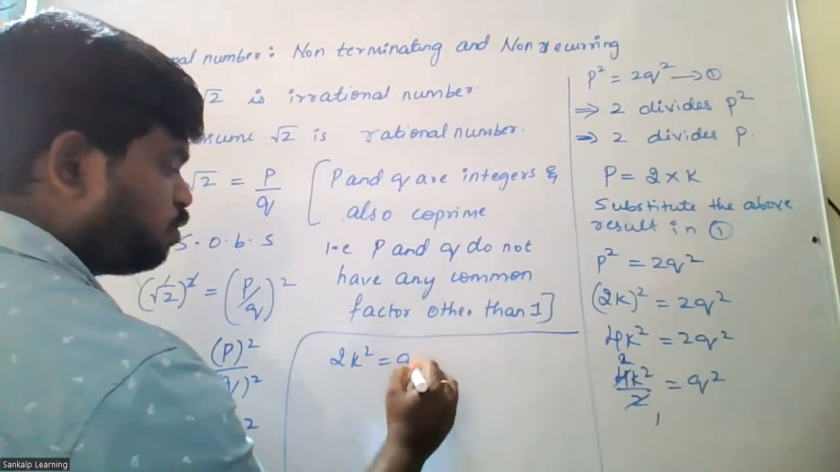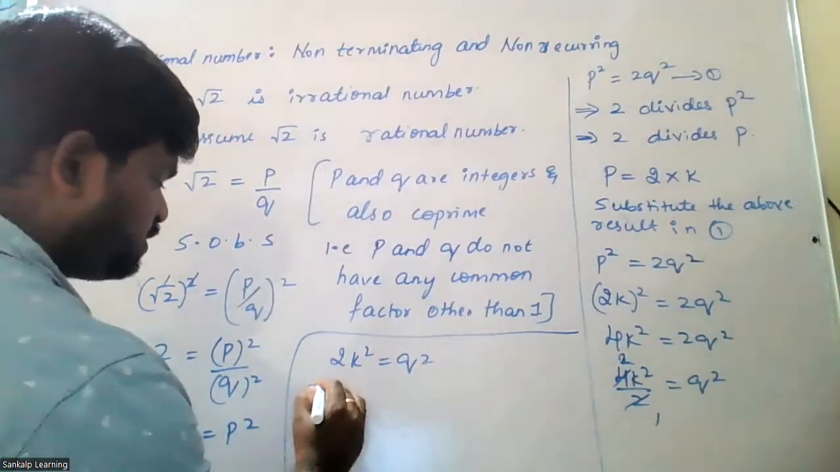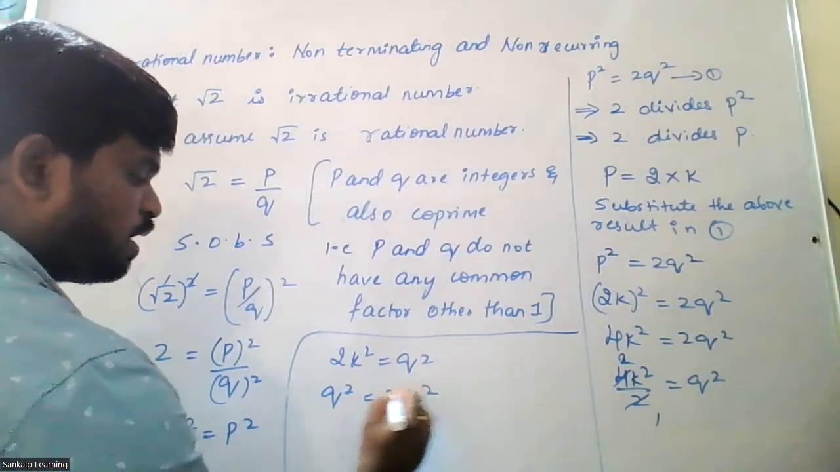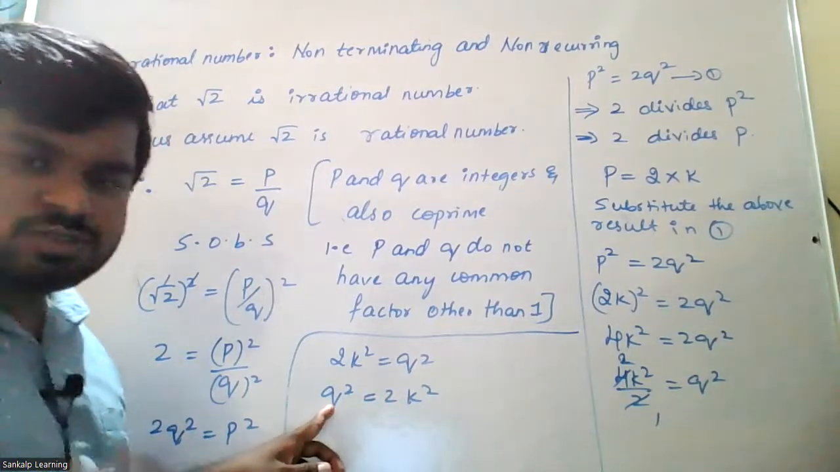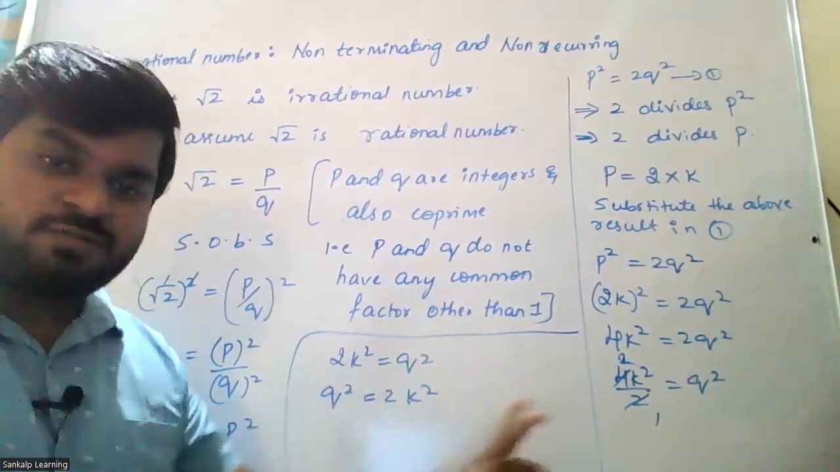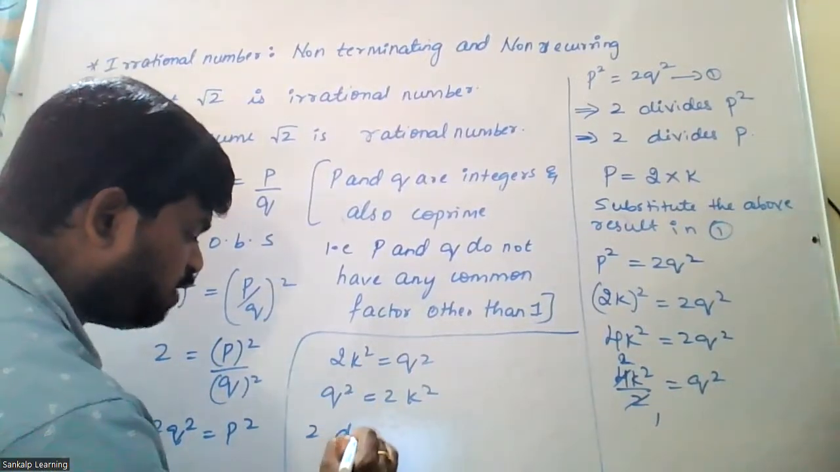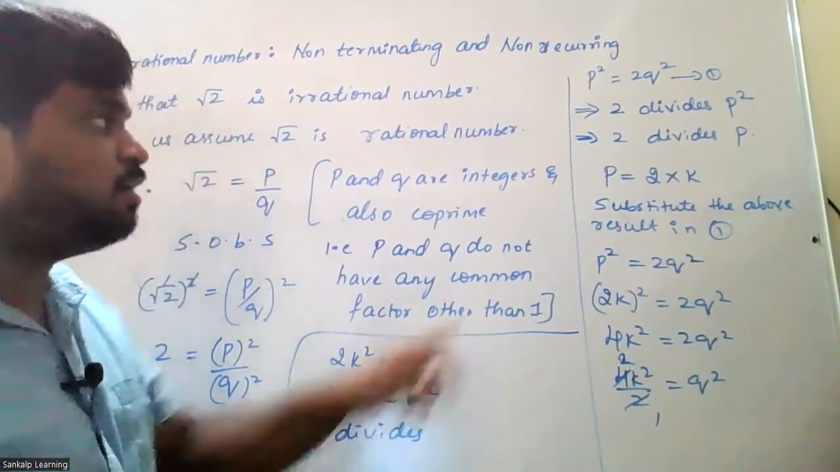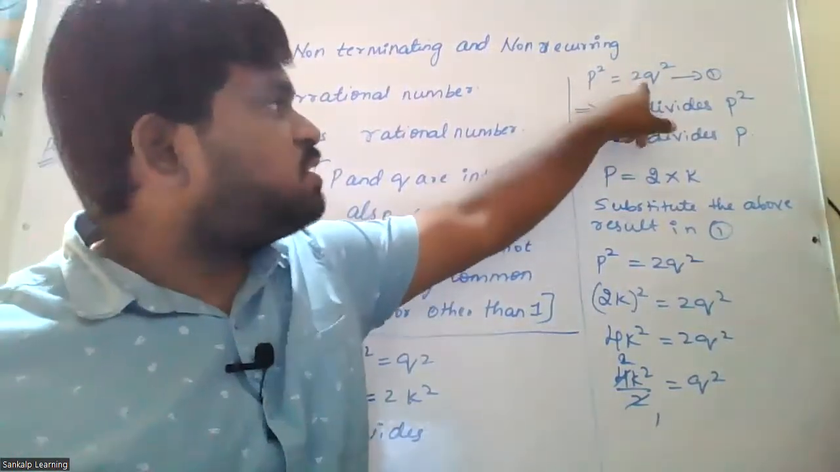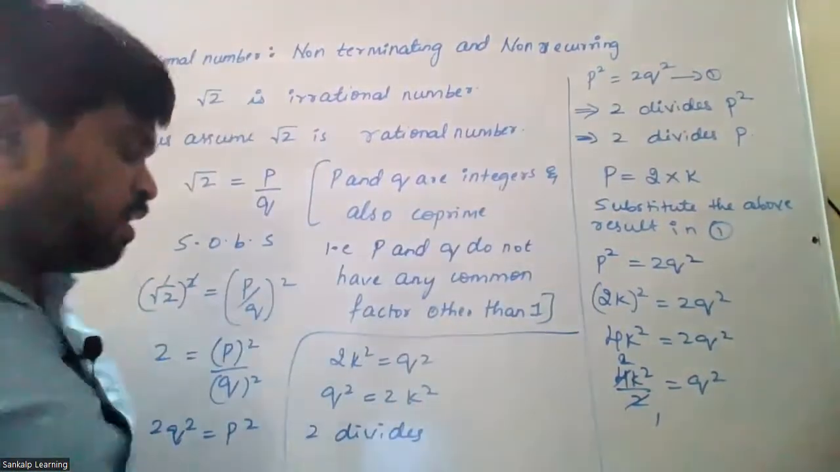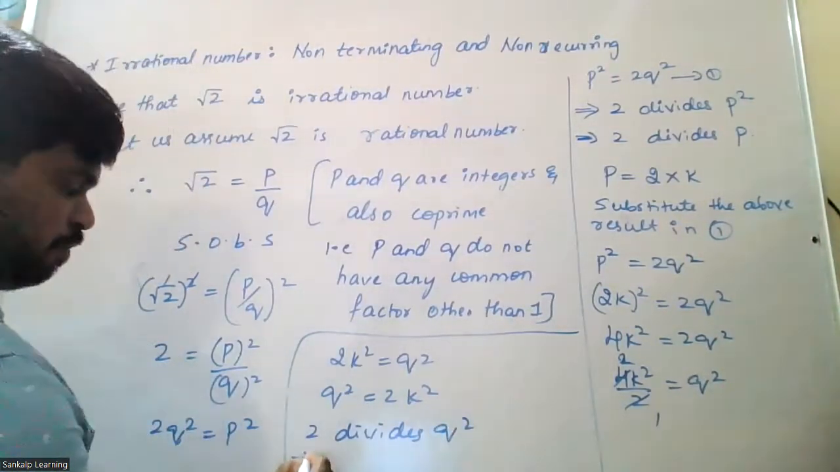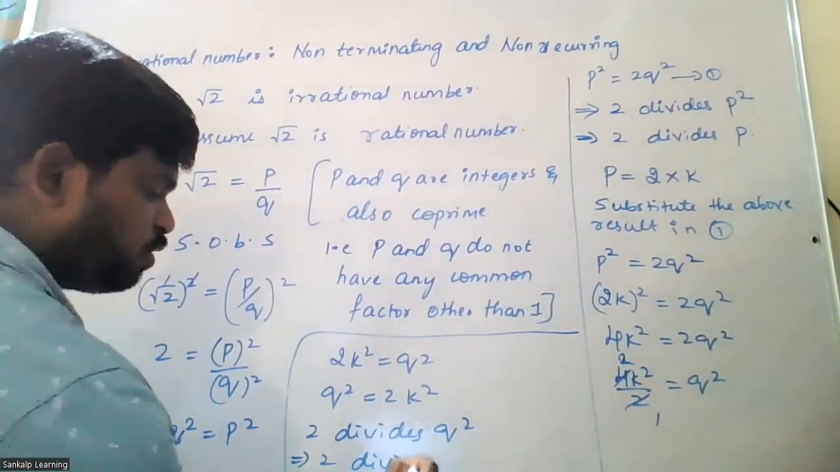2k square is equal to q square, which implies, or I can write it in another way, q square is equal to 2k square. Now observe, q square is also some number which is written as 2 into something, meaning this q square is divisible by 2. 2 divides q square. Same pattern. P square is equal to 2q square. Then what did we conclude? P square is divisible by 2, or 2 divides p square. So 2 divides q square implies 2 also divides q.